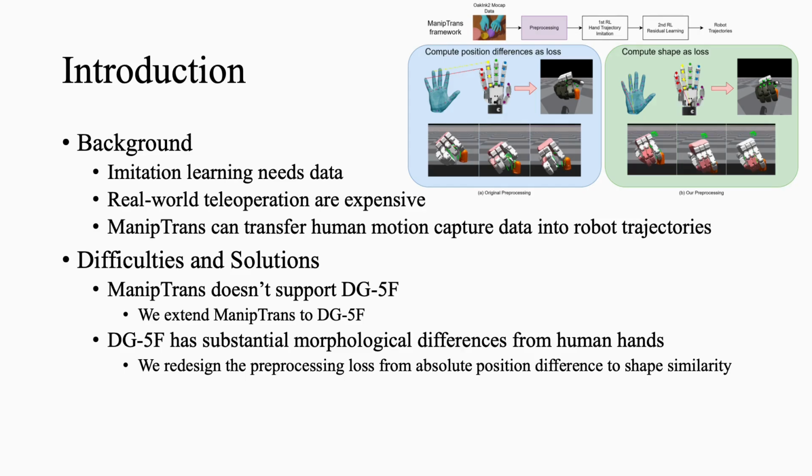There are two difficulties we encountered when trying to deploy ManipTrans on DG-5F. First, ManipTrans doesn't support DG-5F, so we try to extend the framework. Second, DG-5F has substantial morphological differences from human hands. So we redesigned the preprocessing loss from absolute position difference to shape-similarity.